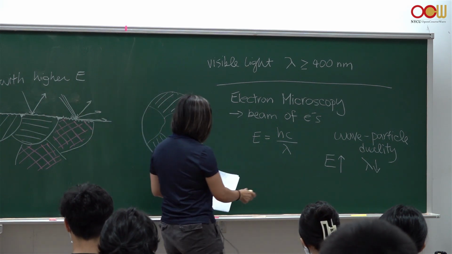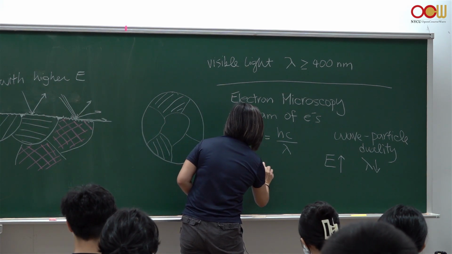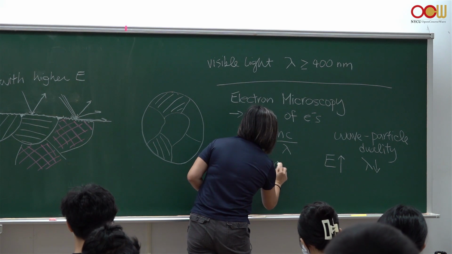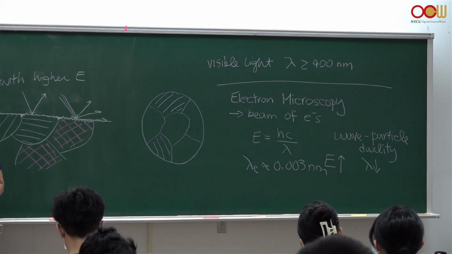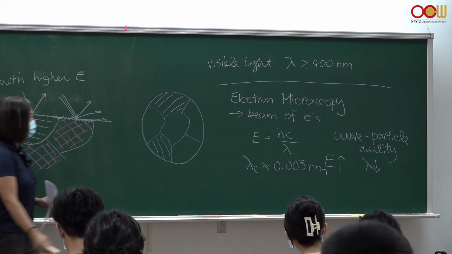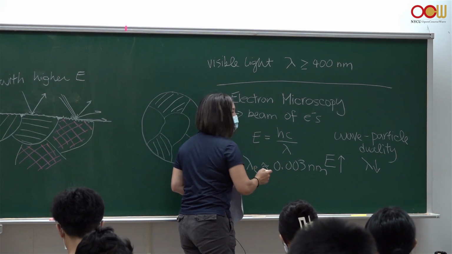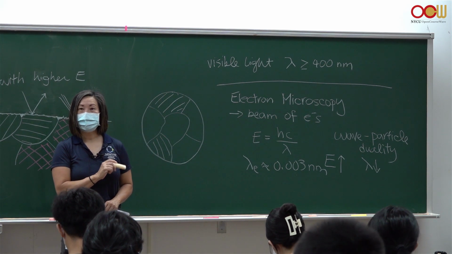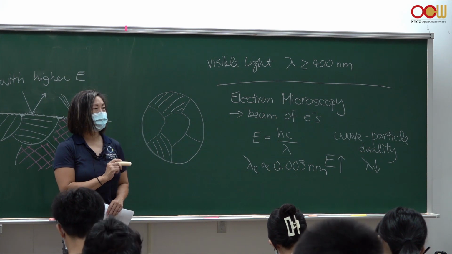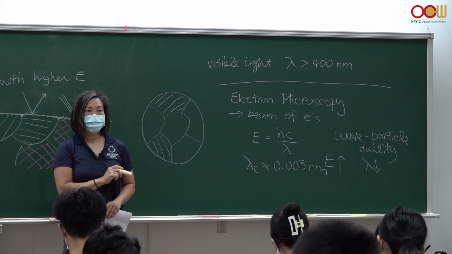And you can get the wavelength of an electron to be around 0.003 nanometers. A typical atom is around 0.1 nanometers. And so you could get really good resolution, atomic level resolution. You could see individual atoms with electrons.